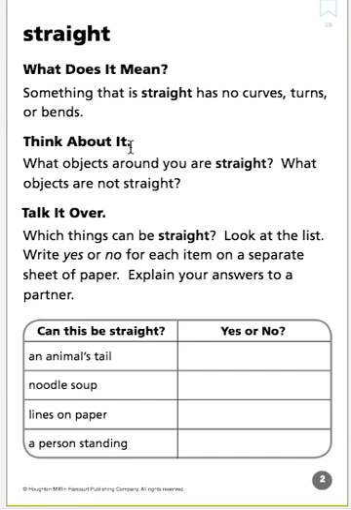So this is what you are going to do right now. You are going to think about it. Look around you. Look around the room you are in right now. What objects are straight? What objects are not straight? Right now you are making a connection to what you see around you to our vocabulary word straight. Tell somebody around you. Maybe write it down.